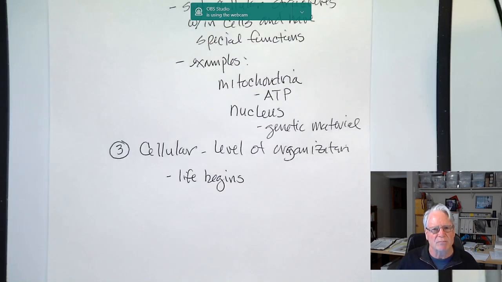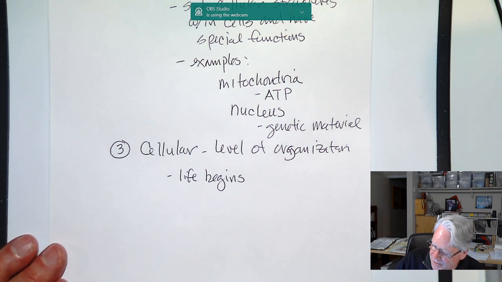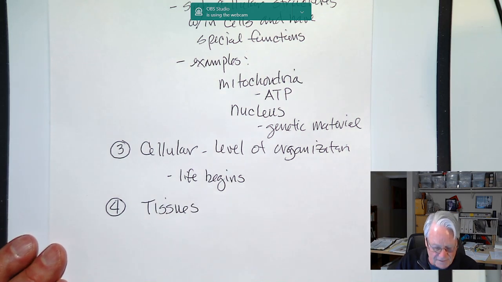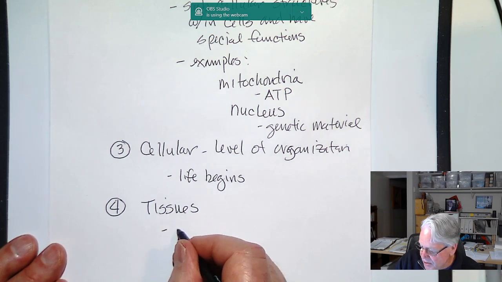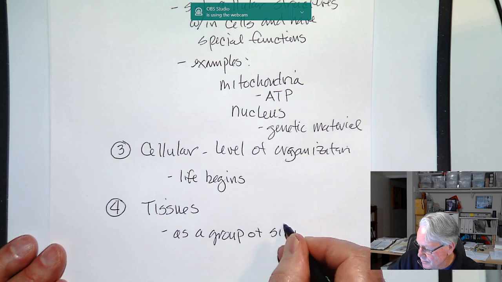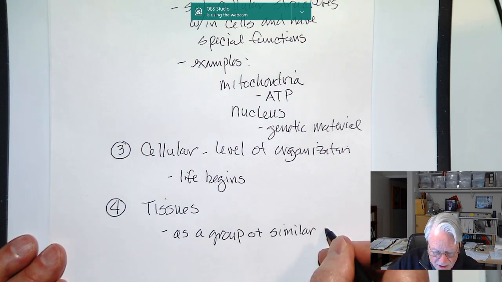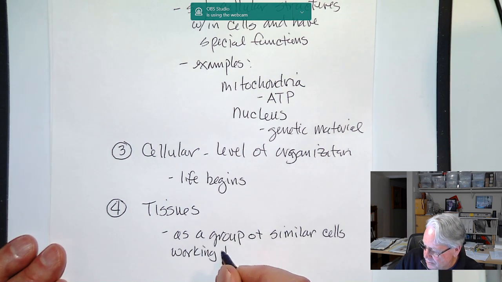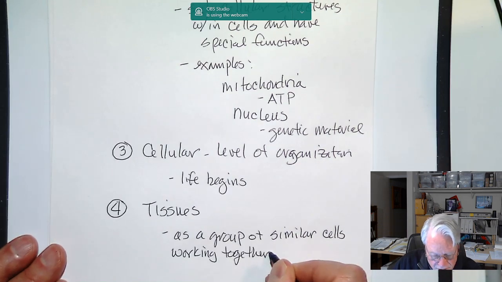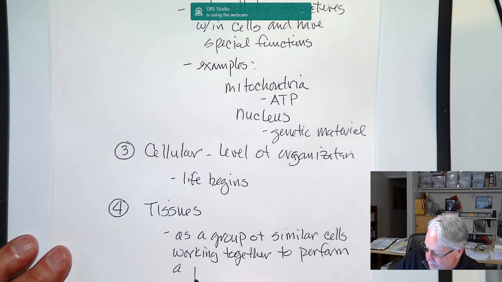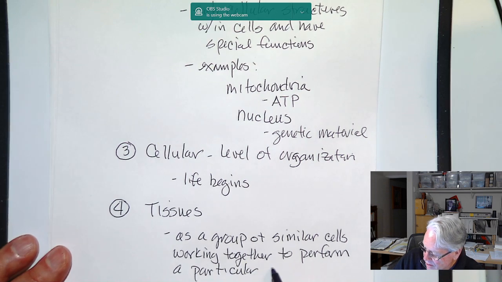And obviously there are many kinds of life, and we'll be looking at only one type in this class, which is you, the human body, or the human being. The next level of organization is tissues. All right. So we're going to define tissues as a group of similar cells working together to perform a particular function.